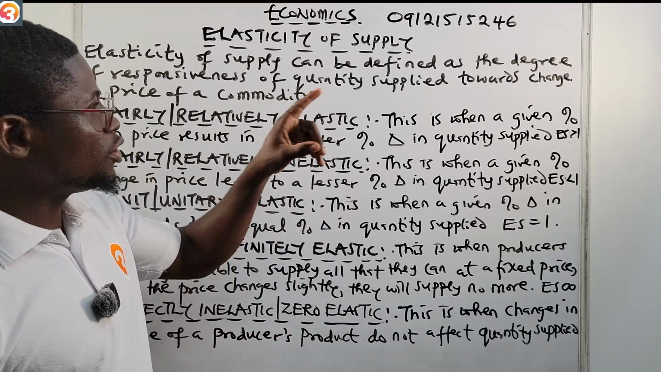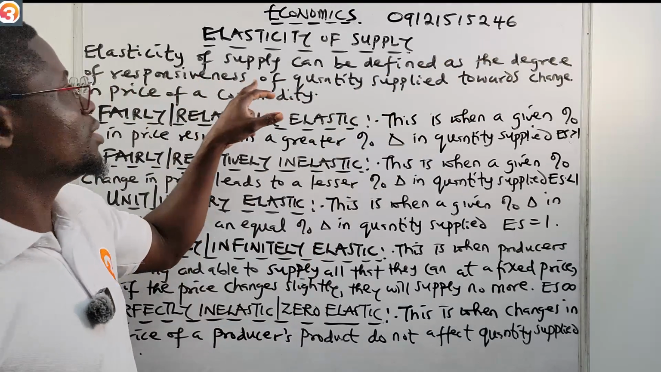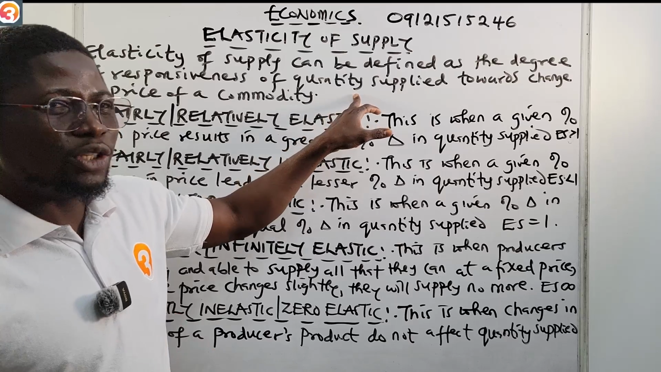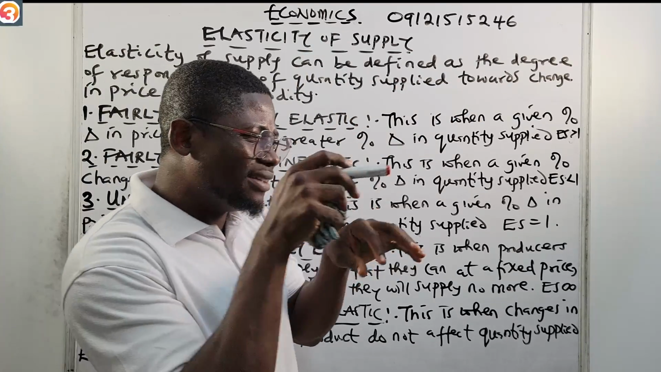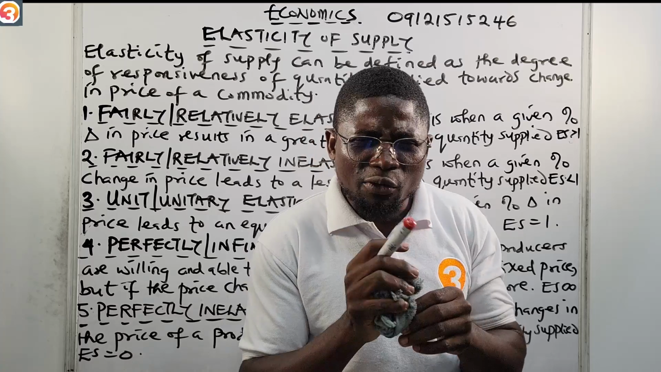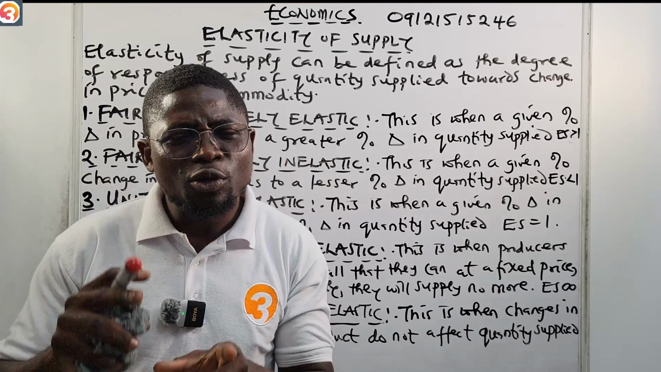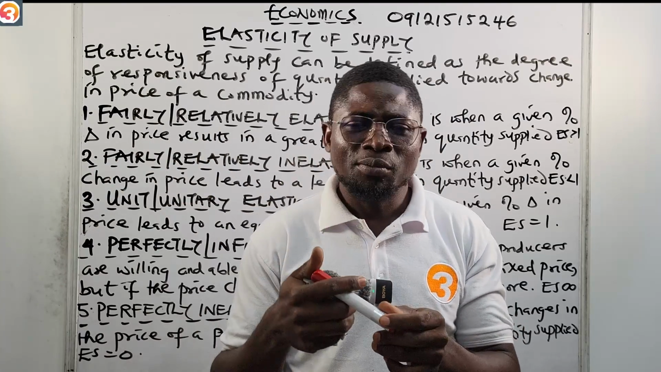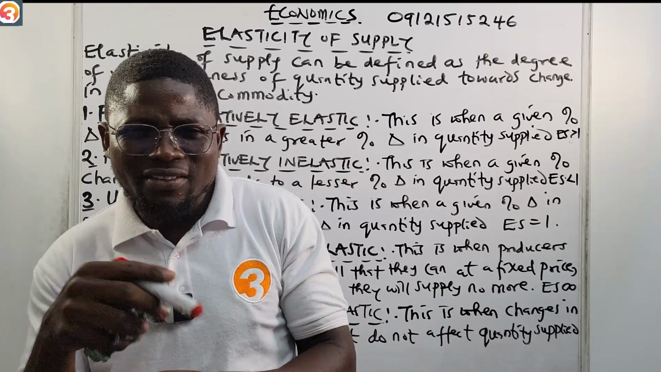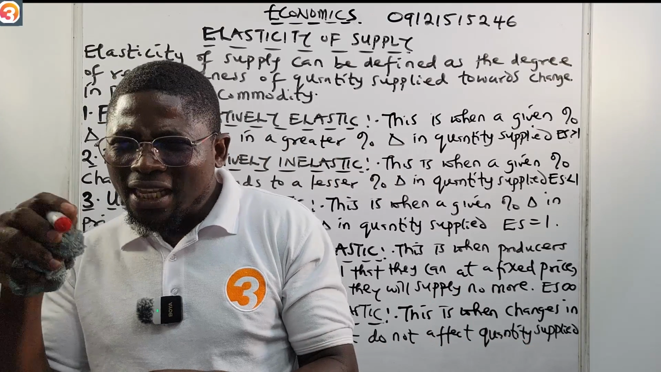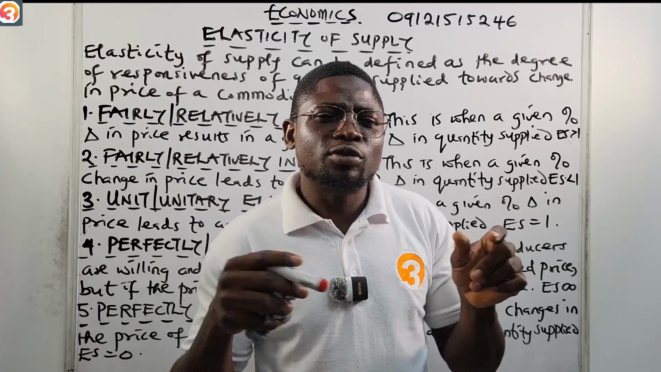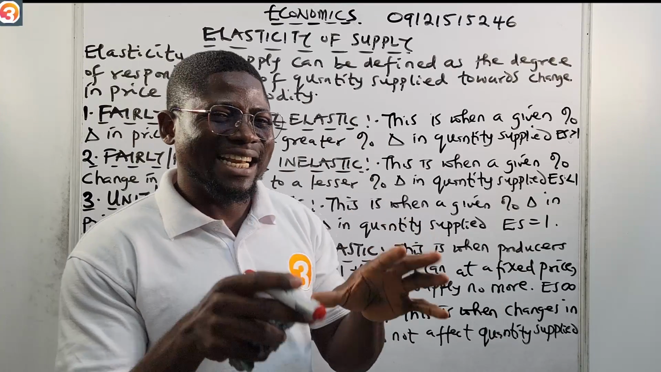Okay, so we're actually talking about the degree of responsiveness of the quantity supplied towards the change in price. You want to know the value, the degree. If the quantity supplied increased from 2 to 3, what is the value? If the price increased from 1 naira to 2 naira, we want to attach values to it. That is the elasticity of supply.